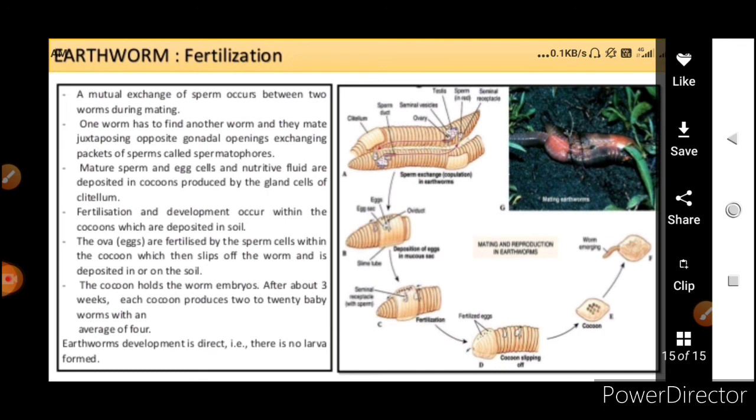Now mature sperm and egg cells and nutritive media will be produced, nutritive media will be given by the clitellum and they will form cocoon. Fertilization and development will occur in this cocoon. Now this will be slipping off from the body in the soil, and after 3 weeks each cocoon will produce 2 to 20 baby worms with an average of 4. There is no larval stage, so the development is direct. So this was all about the earthworm.